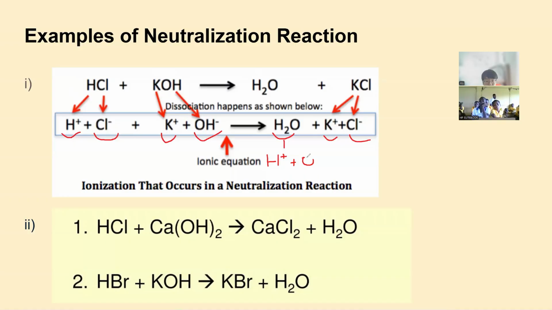This is OH minus and H plus. So these combine to be water, and these, chloride and potassium, combine to form salt. And salt, by definition, is combined from a cation and an anion.